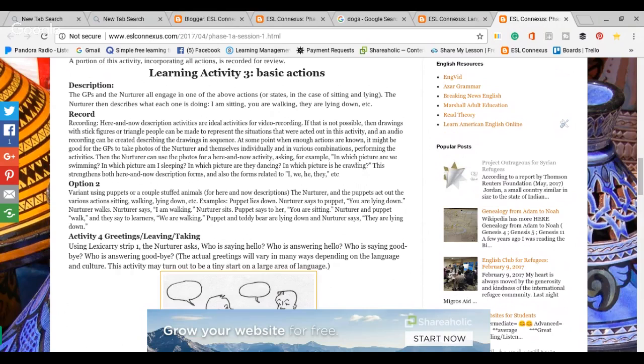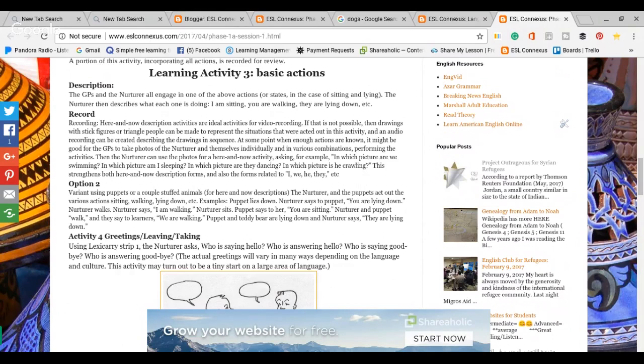So basically the GPs are acting things out. I'm sitting. You are walking. And then the nurturer, the person teaching the language, just says what they're doing. So again, they can hear the vocabulary and they're performing it and hearing it at the same time.